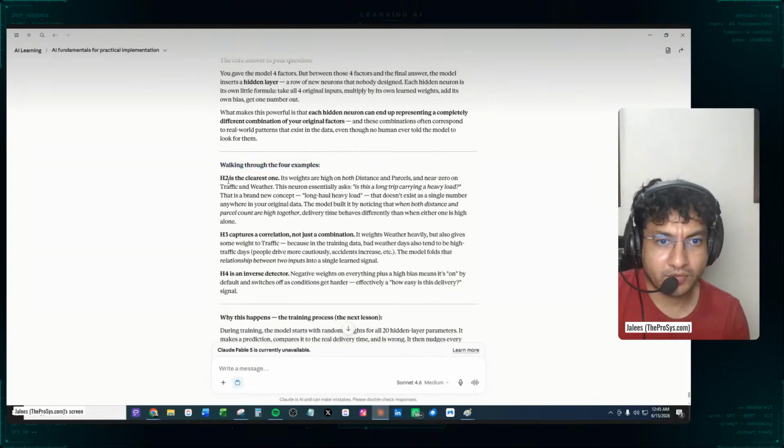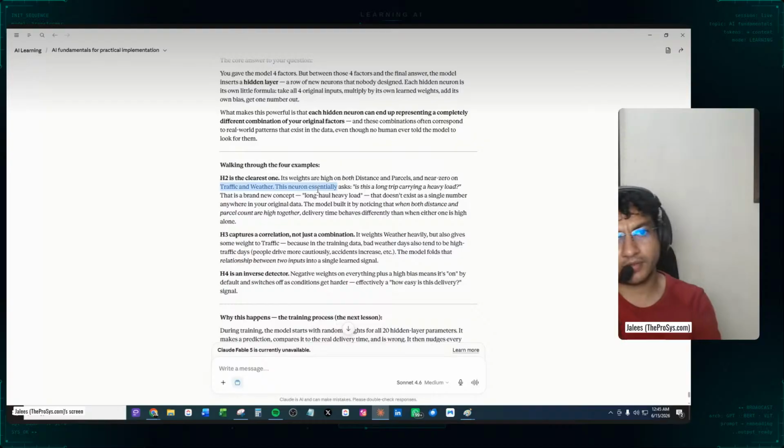Walking through the four examples, I showed the clearest one, with high weights on distance and parcels and approximately zero on traffic and the weather. This neuron essentially asks, is this long trip carrying a heavy load? That is a brand new concept, long haul heavy load, that doesn't exist as a single number anywhere in the original data. The model built it by noticing that when both distance and parcel count are high together, the outcome behaves differently than when either one is high alone. H1 captures a correlation, not just a combination.